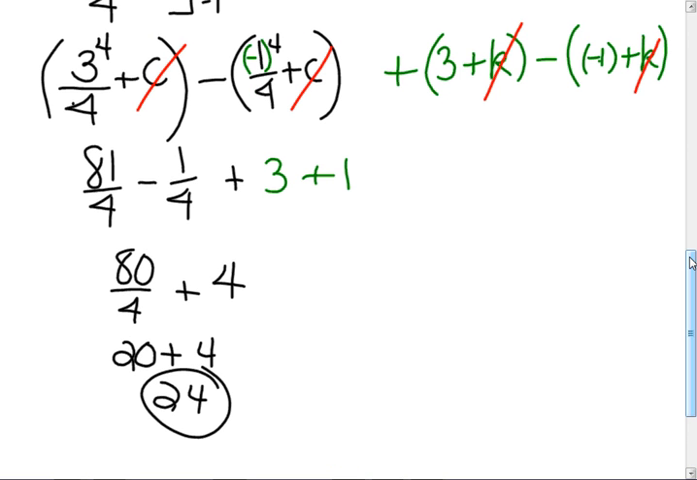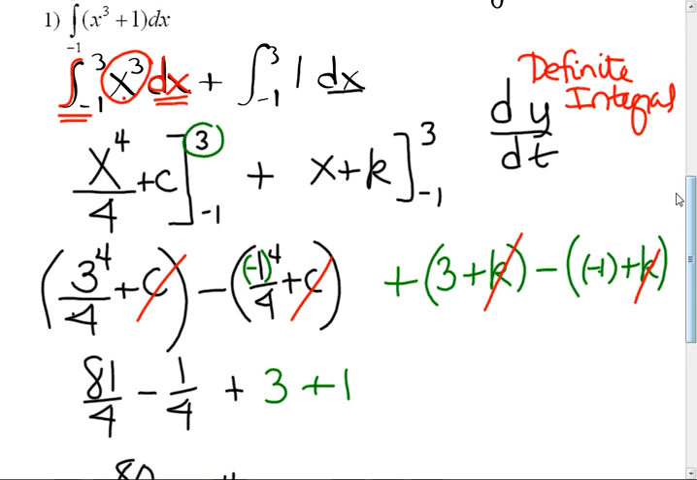Hey guys, anytime you integrate, you should put a constant in. But what's going to happen to these constants? They're always going to cancel because it's going to be plus c and then minus c. So you don't really have to worry about it. This k cancels with itself, because it's this antiderivative evaluated at 3 with the k, minus the negative 1 plus k. These guys cancel together, not with the c's. They'll always cancel. So you never have the constants on a definite integral.